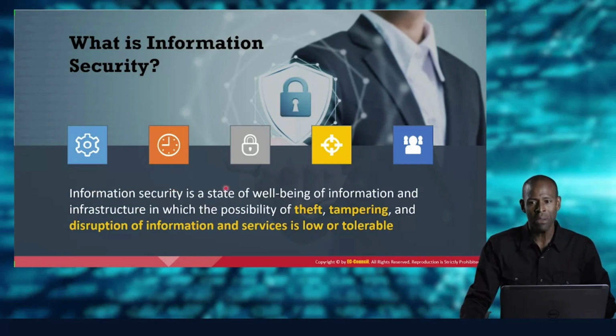I have a little bit of a state of well-being of that information in that infrastructure with respect to the possibility of theft or tampering or disruption of that information. So what we want to do is keep the threat of theft, tampering, disruption either low or to a tolerable level, and really zero theft or tampering is even better. So we want to keep it as low and tolerable as possible.